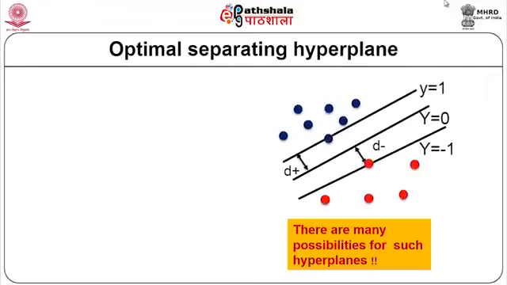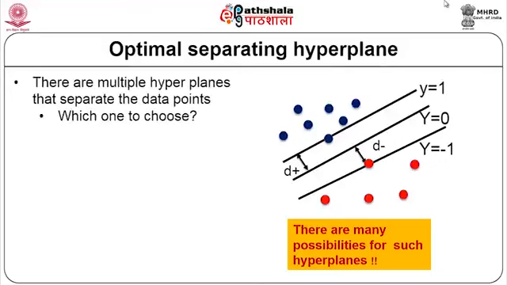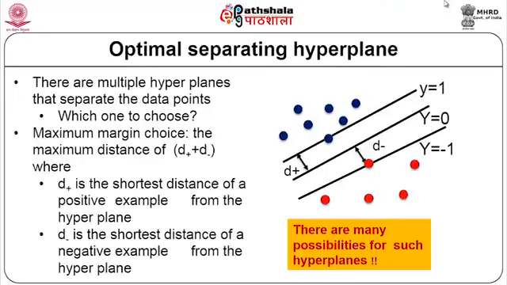Now we look at the optimal separating hyperplane. We want to find the d+ and d- such that it is the best one. Because there is a large number of possible hyperplanes, there are multiple hyperplanes that separate the data points, so which is the one we should choose? That is why we have the maximum margin choice, the maximum distance between d+ and d-, where d+ is the shortest distance of a positive sample from the hyperplane, not the margin, the hyperplane, and d- is the shortest distance of a negative data point from the hyperplane. That is how we define the maximum margin.